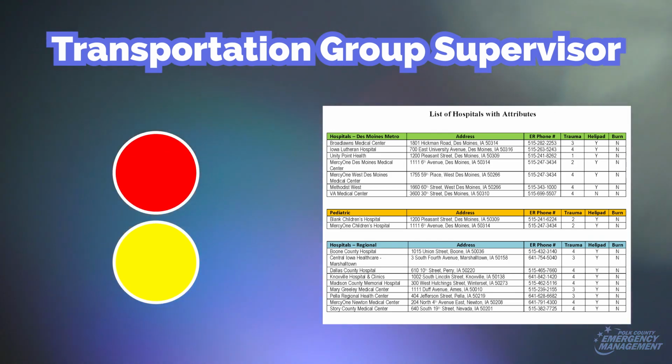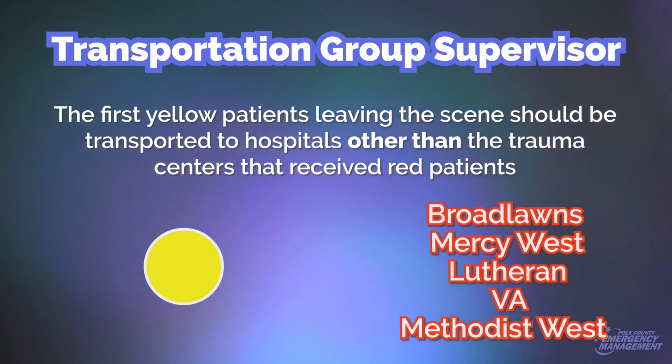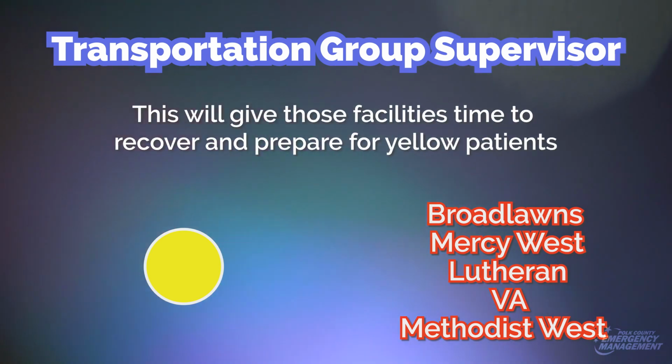Depending on location, consider transporting some of these patients to area hospitals. The first yellow patients leaving the scene should be transported to hospitals other than the trauma centers that received red patients. This will give those facilities time to recover and prepare for yellow patients.